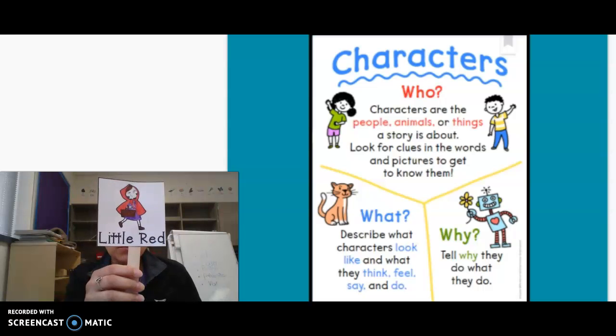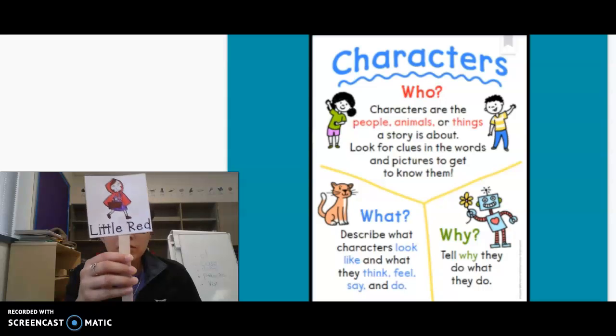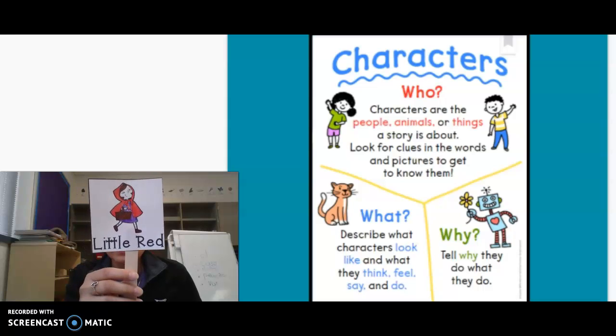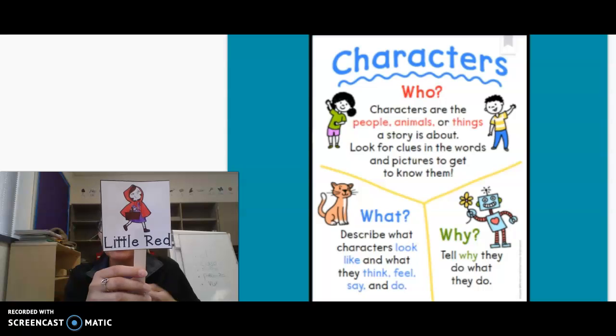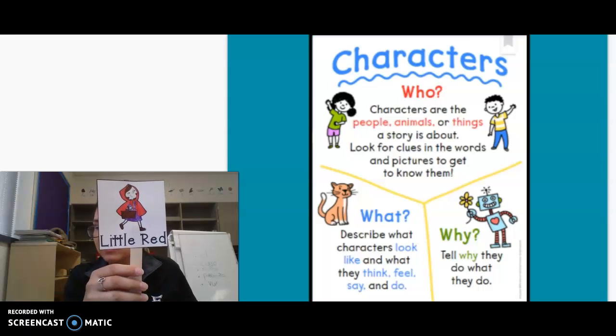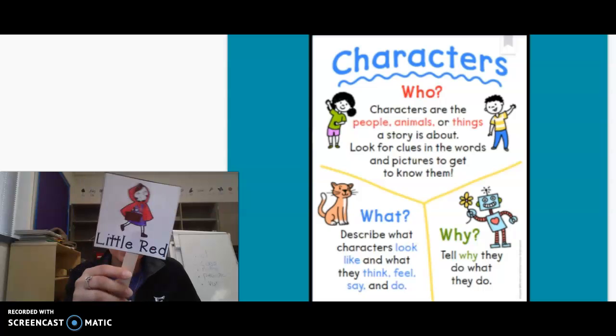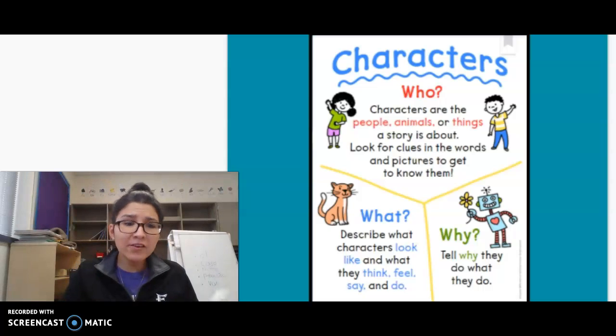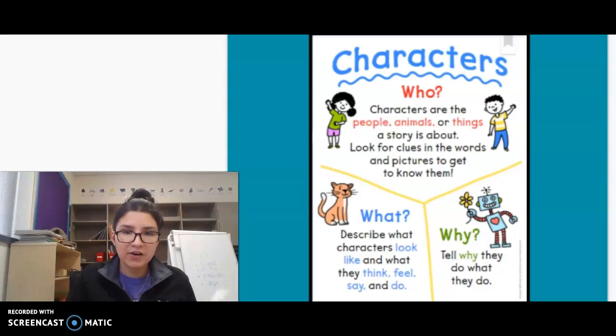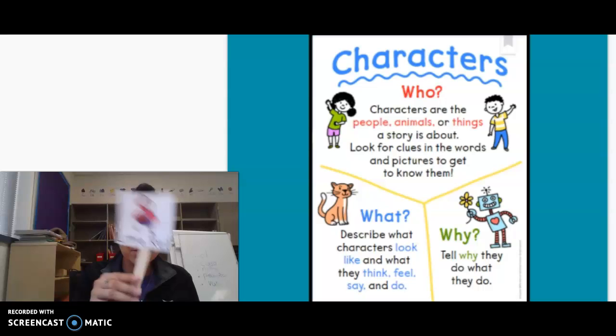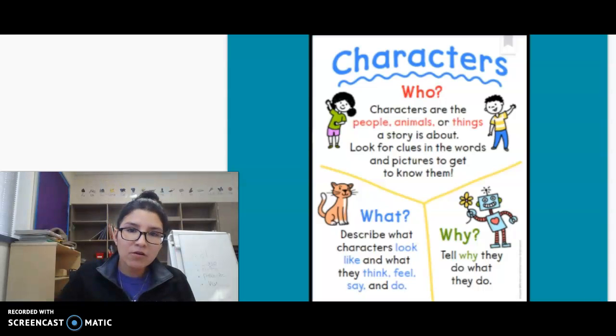So that's who, Little Red. What she's wearing, little red cape, and is holding a basket full of tortillas. Why does she behave the way she does? Because her character is just a nice, kind character who's thoughtful. All right? So that was just a little example of characters. We talked about who, what, why, and we actually used a character from yesterday's drama. All right, I hope you like this little review over characters.